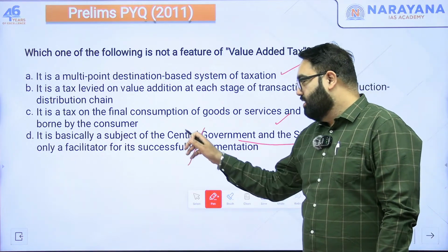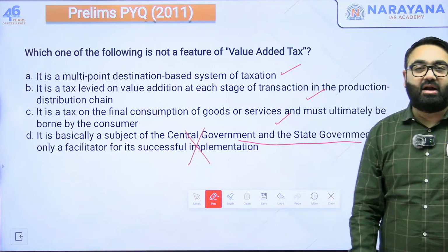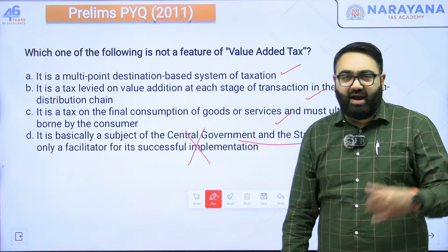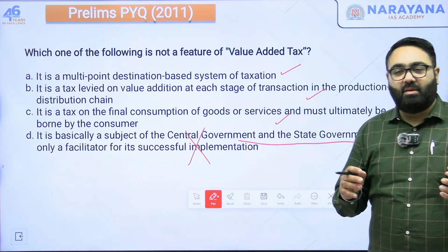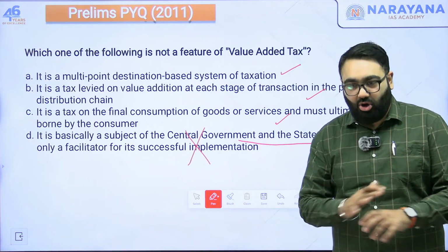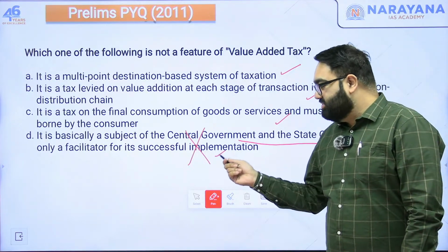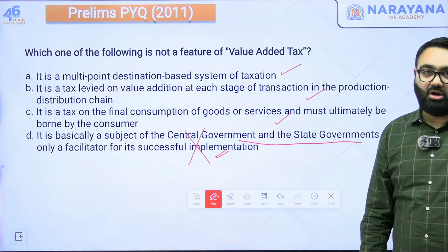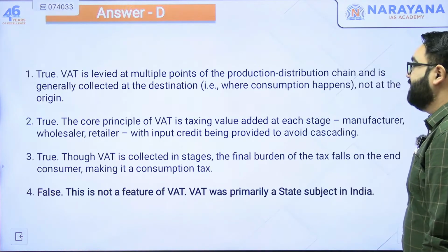No, no, no. VAT is basically imposed by the state government. It's the state government that controls VAT. They decide the VAT, they impose the VAT, they collect it. So VAT specifically is a brainchild, or it is a commodity that is in control of the state government, not the central government. You have to tell which of these is not a feature. D is not a feature. That will be your answer. I hope you got this one right as well.